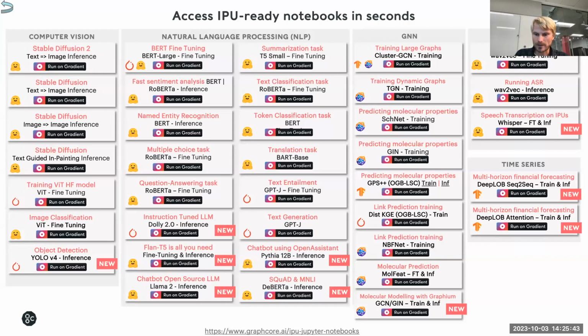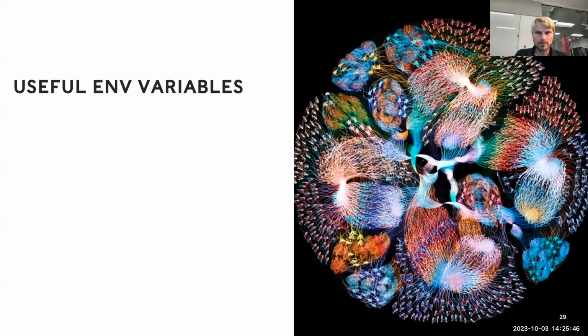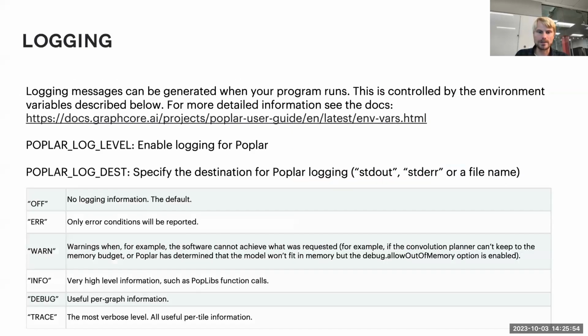And the final slide for this part talks about the environment variables. Many of these we have discussed already. Logging can be enabled for multiple components of the software stack. For example, the Poplar log level can be incredibly verbose with TRACE as the value for the variable. INFO is already pretty verbose, and OFF is the default.